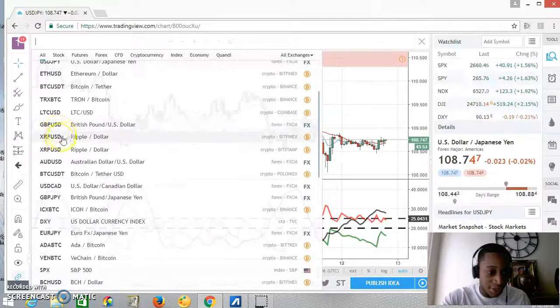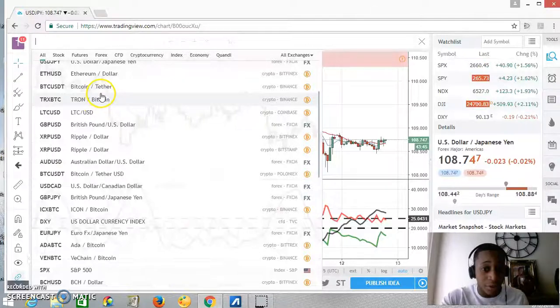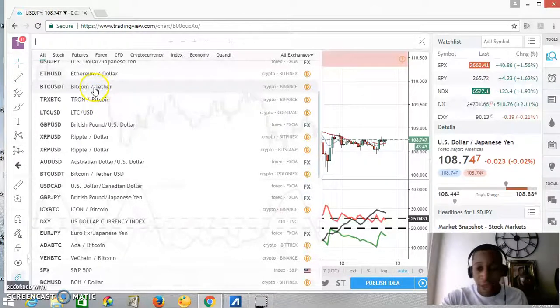The pairs right here are mostly XRP, Ripple. These are mostly cryptocurrency pairs. Cryptocurrency pairs are very volatile. Do I recommend trading them? Yes, only if you know what you're doing.